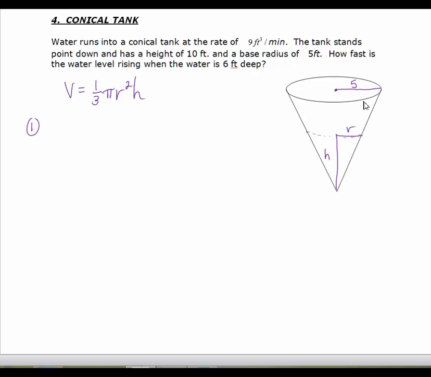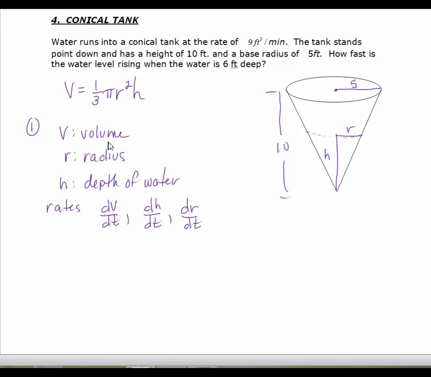5 is not changing. The radius of the actual cone is 5, and the height of the actual cone is 10. So from here down to here, that's 10 feet. That doesn't change either. That's constant. So let me list again all the variables. We've got V is volume, R is your radius, H is depth.